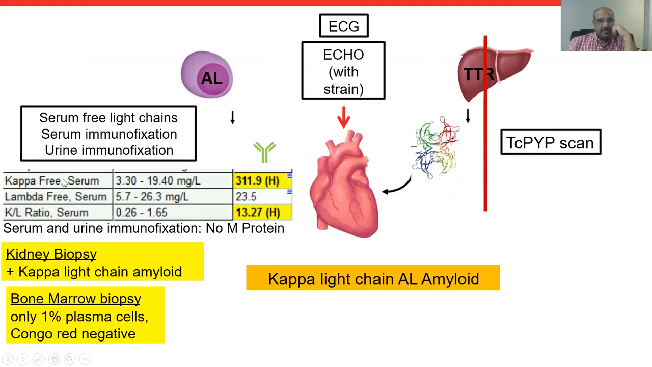The light chain shows a very high serum kappa and a normal serum lambda, as you can see. The ratio of kappa over lambda is around 13 and no monoclonal protein on immunofixation. So this is typical kappa light chain AL amyloid. Kidney biopsy showed kappa light chain amyloidosis, and bone marrow biopsy showed only 1% plasma cells, Congo red negative, so it was a kappa light chain AL amyloid.